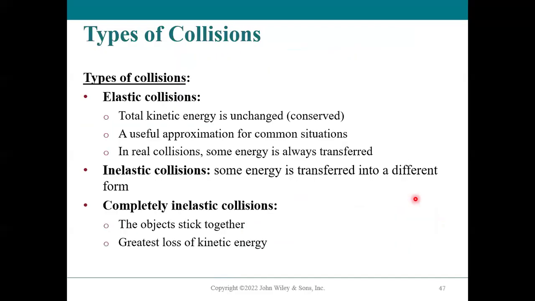So far, there are three types of collisions. The first one is elastic collisions. For an elastic collision, the total kinetic energy is unchanged, or conserved. It is a useful approximation for common situations. In real collisions, some energy is always transferred. But for an inelastic collision, some energy is transferred into a different form. And for the third type, completely inelastic collisions, the objects stick together and there is a great loss of kinetic energy.